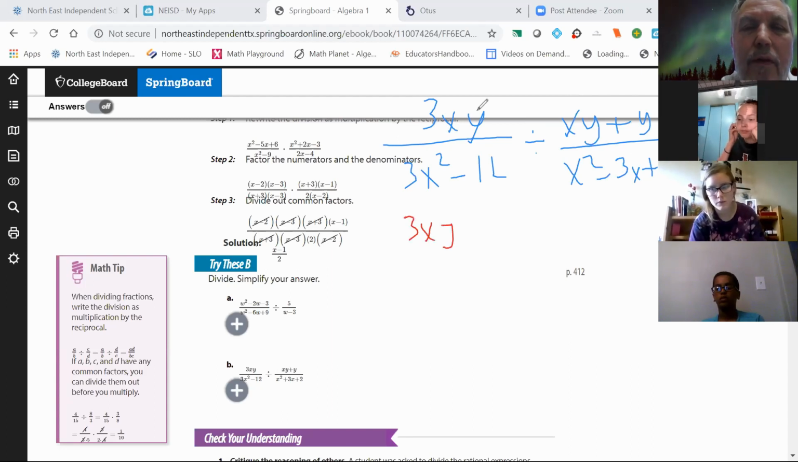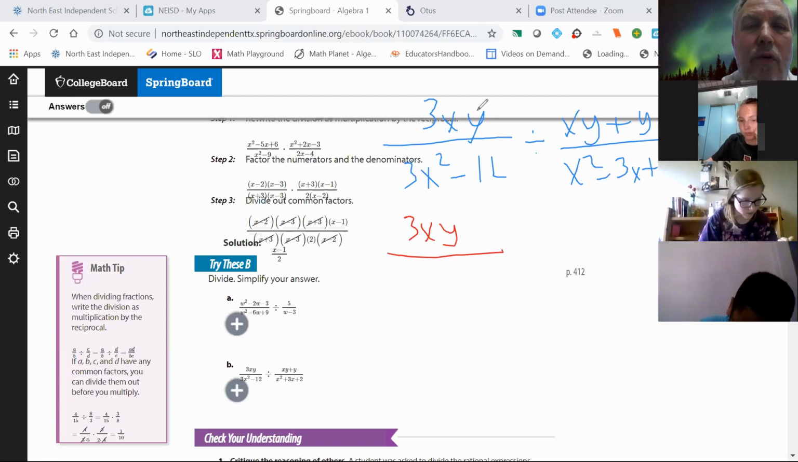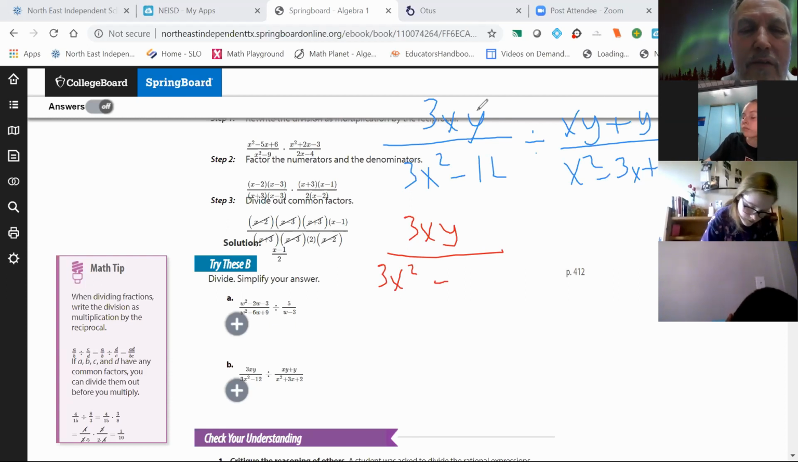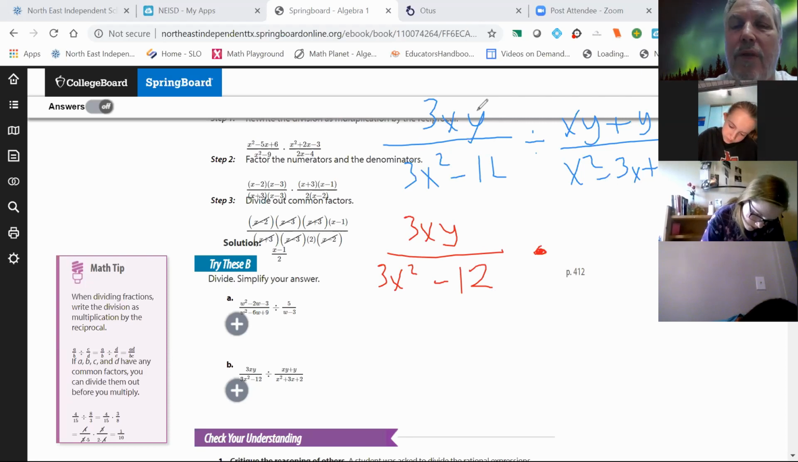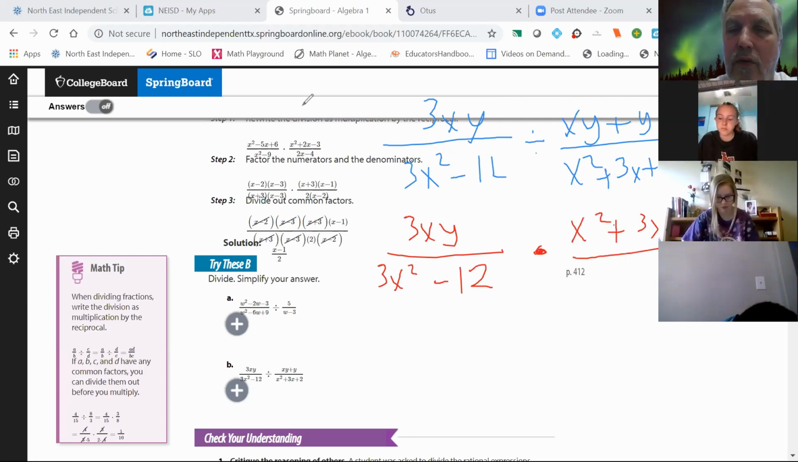3xy over 3x squared minus 12. That one did not change. We're, of course, keeping that. All right, we're going to change it to multiplication. And we're going to flip these. x squared plus 3x plus 2, all that over xy plus y.